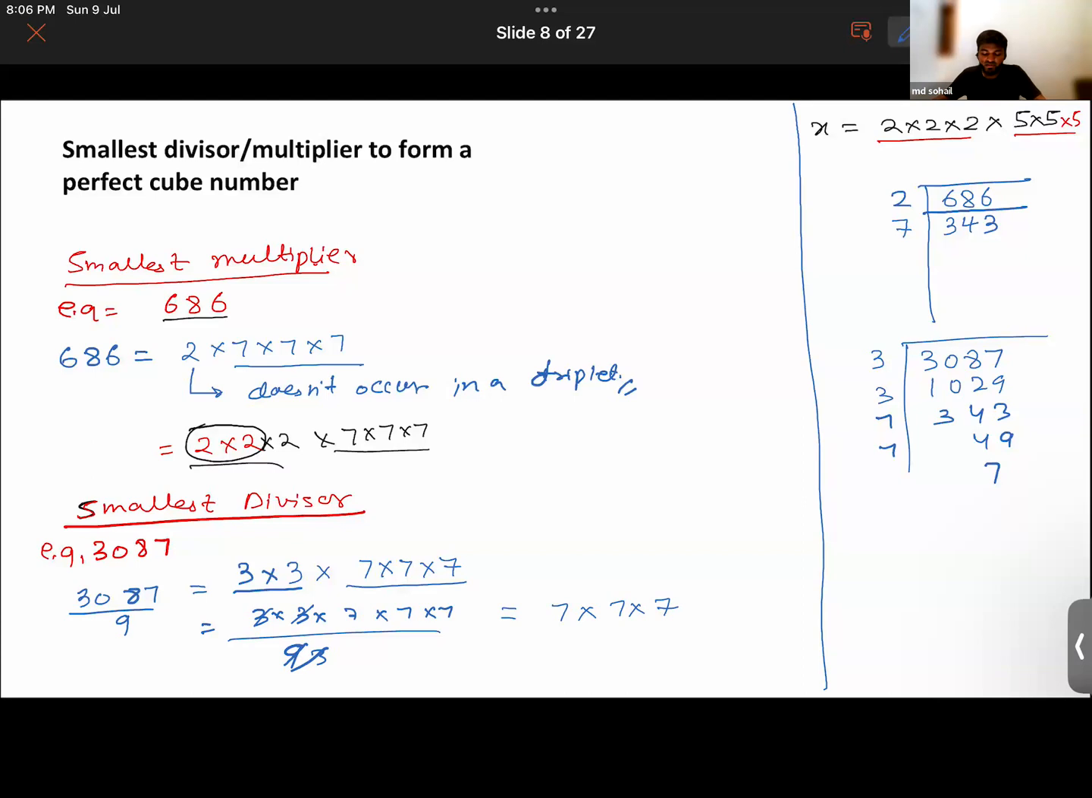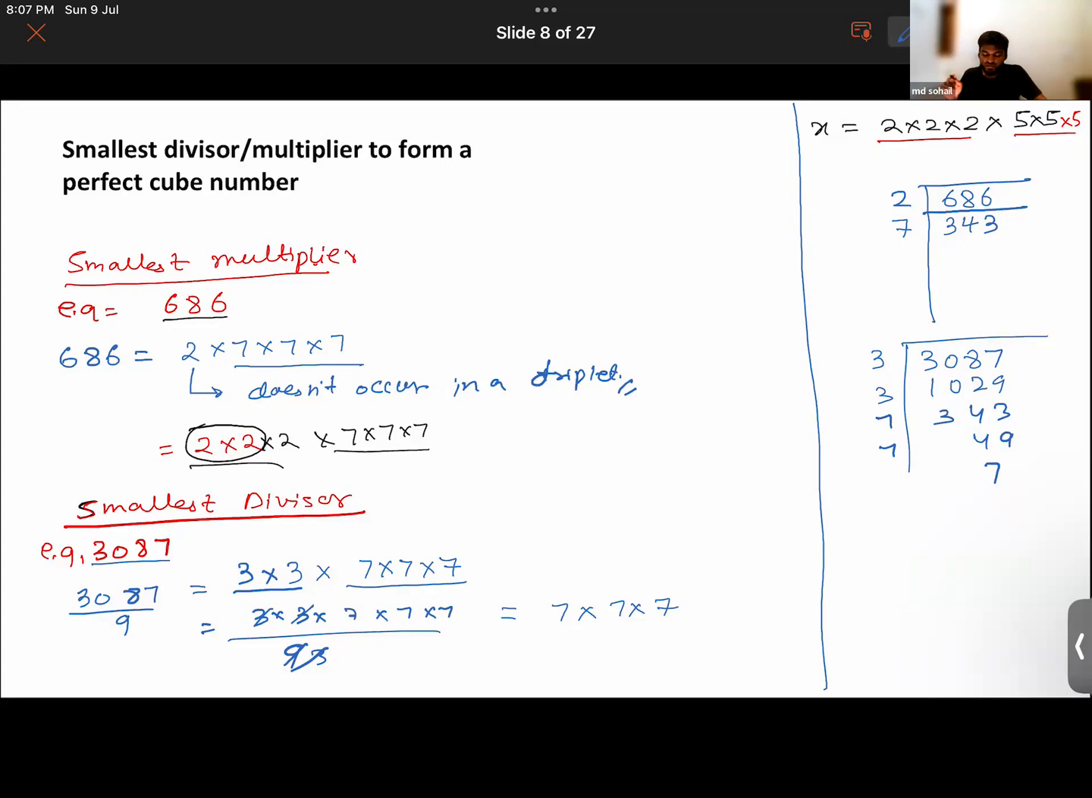So a number can be made a perfect cube either by multiplication or by division as well. It depends on the question what method we need to follow, right? So if the question was like this, make the number a perfect cube by multiplying it, then what needs to be done to this number? Yes, sir. As I said earlier, a number can be made a perfect cube either by multiplication or by division.